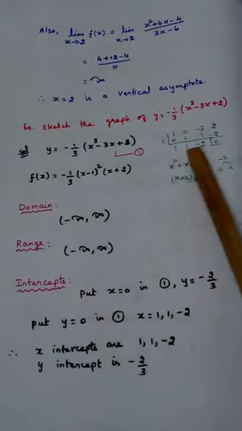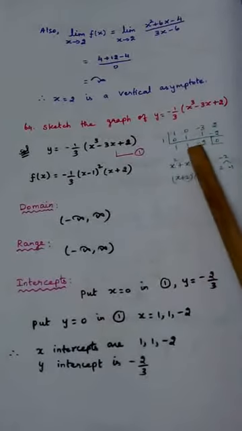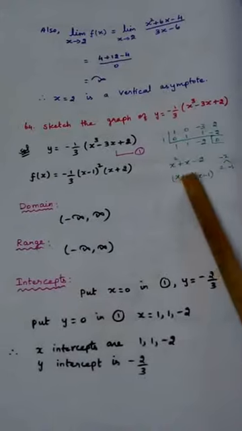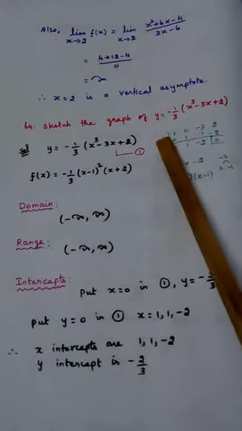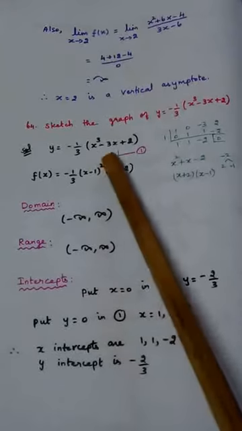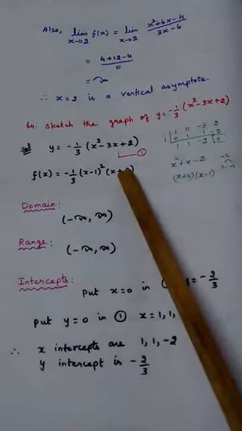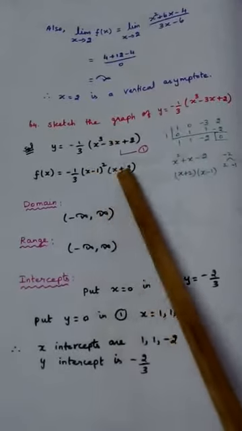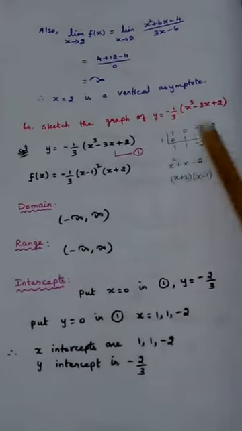This is nothing but the quotient, x square plus x minus 2. Factorizing this, we get x plus 2 and x minus 1. Already one x minus 1 is a factor, and another x minus 1 is present. So it is x minus 1 whole square into x plus 2. By factorizing, we are writing it like this.